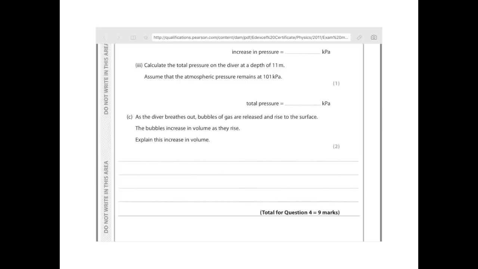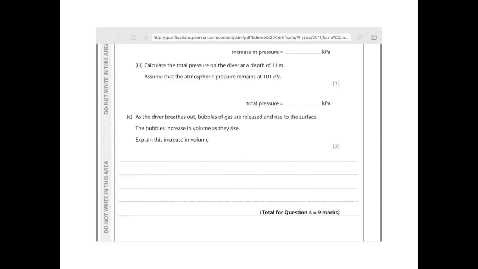C. As the diver breathes out, bubbles of gas are released and rise to the surface. The bubbles increase in volume as they rise. Explain this increase in volume. 2 marks. Make 2 separate points. One of the most basic arguments you can make here is that it will be warmer closer to the surface of the sea because you're closer to the sun. That would be worth 1 mark.